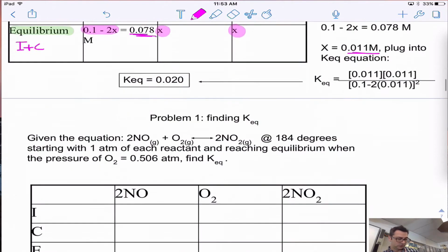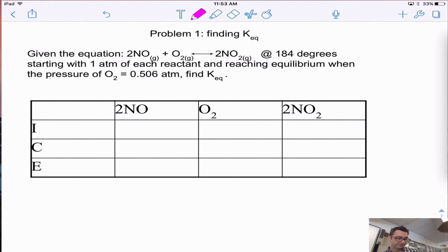Let's try another one here. Let's try finding a KEQ again. So I'll start this off for you, and then you could solve it on your own. This time they're doing pressure, and that's fine too. You could do pressure or concentration depending on what they give you. So they say 1 atmosphere of each reactant. They tell us, or they kind of imply, that there's no products. The change now is going to be in terms of x. So the reactants get used up. Minus 2x because of the 2. Minus 1x because of the 1. Plus 2x because of the 2.